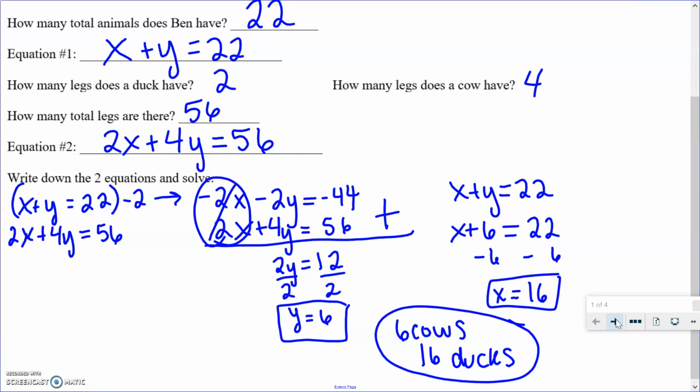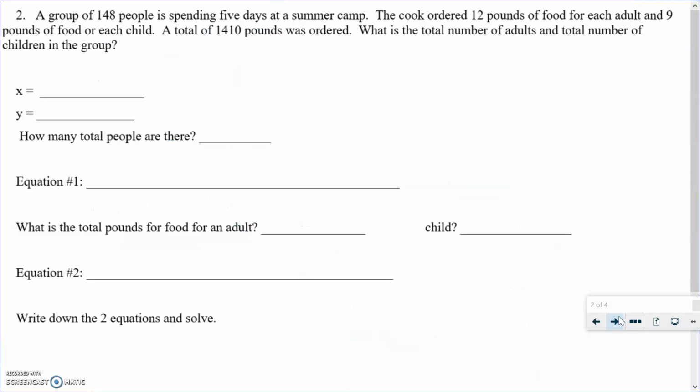Okay, now we're going to move on to another problem like that. So we're going to do this one here. A group of 148 people is spending 5 days at summer camp. The cook ordered 12 pounds of food for each adult and 9 pounds of food for each child. A total of 1,410 pounds was ordered. What is the total number of adults and children in the group? So we're trying to figure out the number of adults and the number of children.